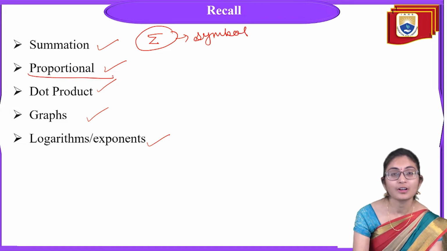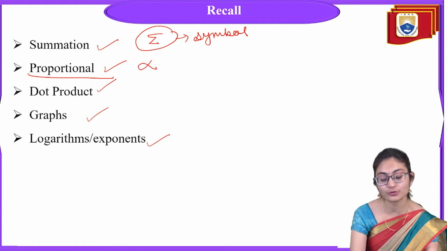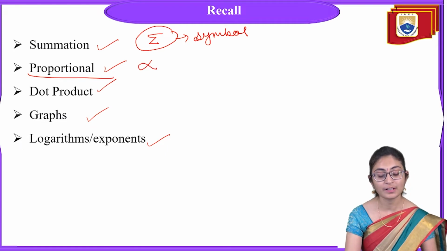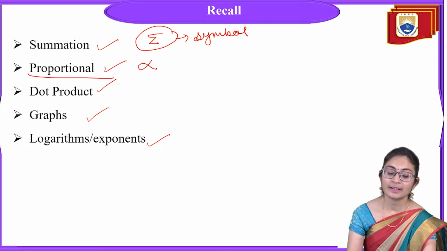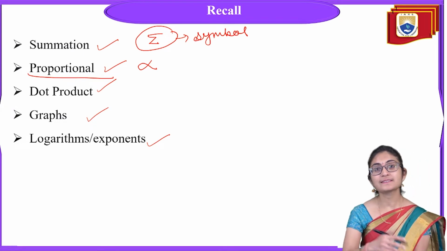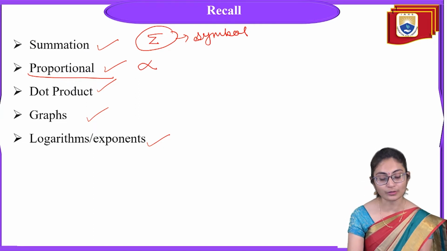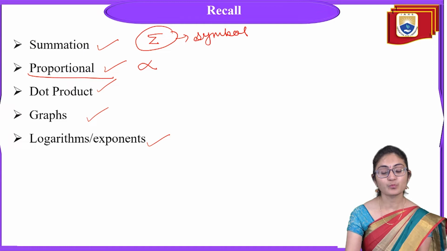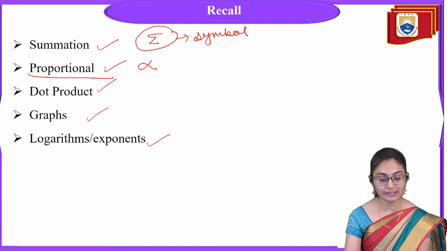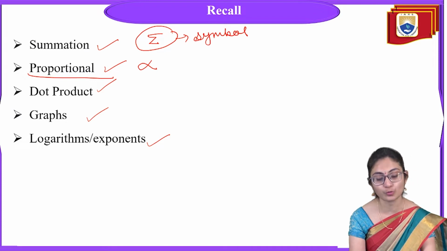Then proportional. When we are talking about proportionality, we can show it by using the alpha symbol, and this proportional is showing that one factor is affected by another and the other factor is affected by the first factor. That is, both factors depend on each other. This is showing the proportionality between the two factors.